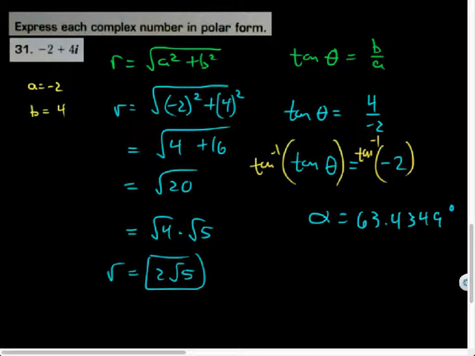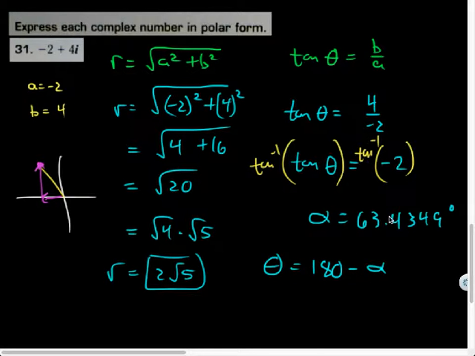Now, if I want to figure out what this theta actually is, I might want to look at where this would have been graphed on the complex plane. Notice it would have been going left 2 and up 4. And of course, tangent is negative in that quadrant because sine and cosine have different signs in quadrant 2. So I'm interested in an alpha of this value, 63. So that means theta must have been 180 minus alpha.